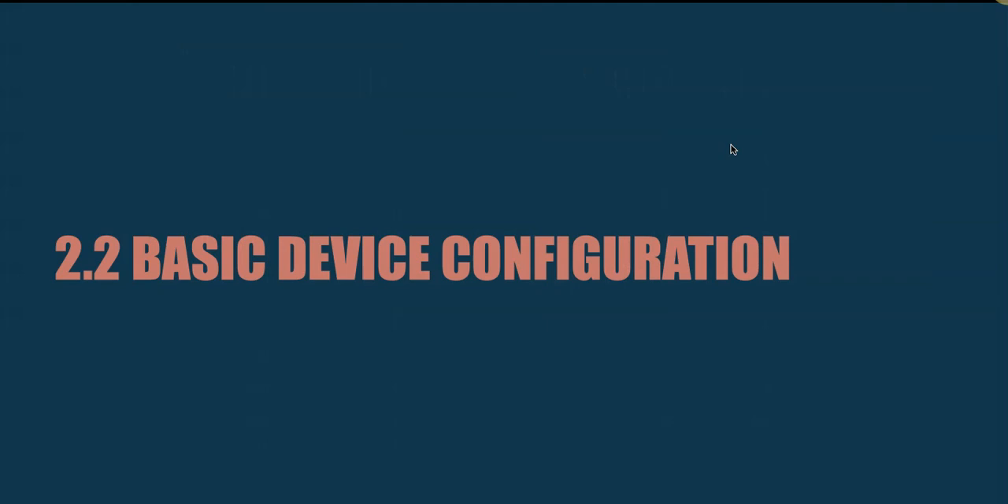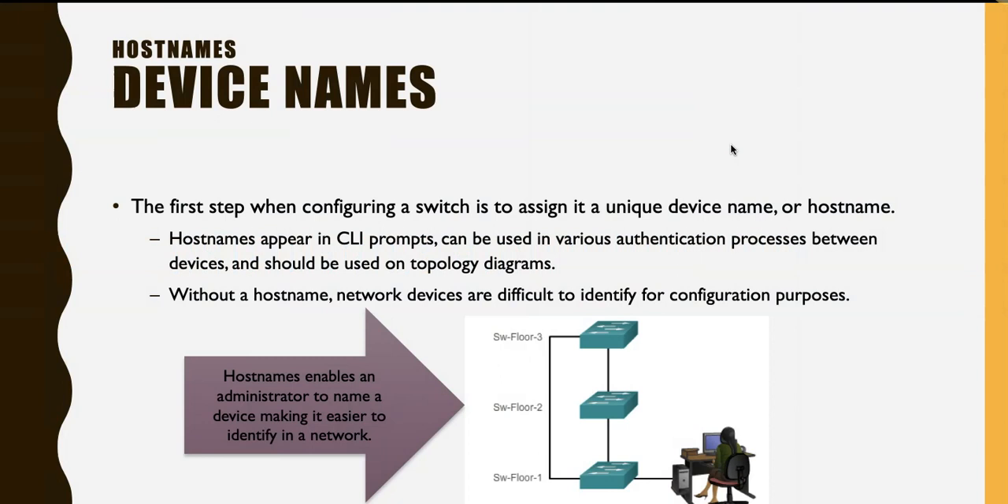All right, let's move on to basic device configurations. Right here, you can see the first and most important thing we do as soon as we find ourselves in front of a Cisco switch: changing the name. The reason you change the name is that you're going to have multiple switches on multiple floors, and if you don't give them unique names, you would not know which one you're looking at.